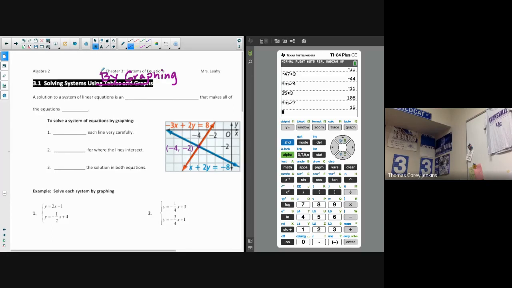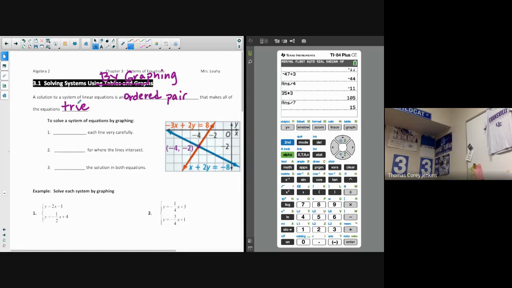As is the case for most of these things. Anyways, just some definitional stuff, and then we'll get to it. It says a solution to a system of linear equations. This is for any system, no matter how many variables. Is an ordered pair that makes all of the equations true. Or it falls on the line of.